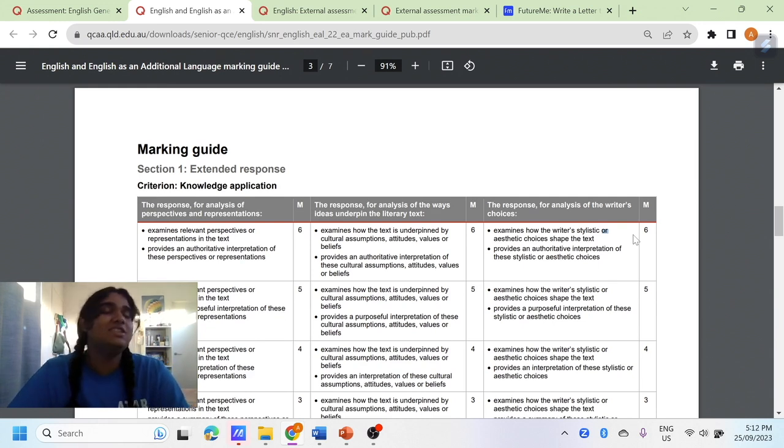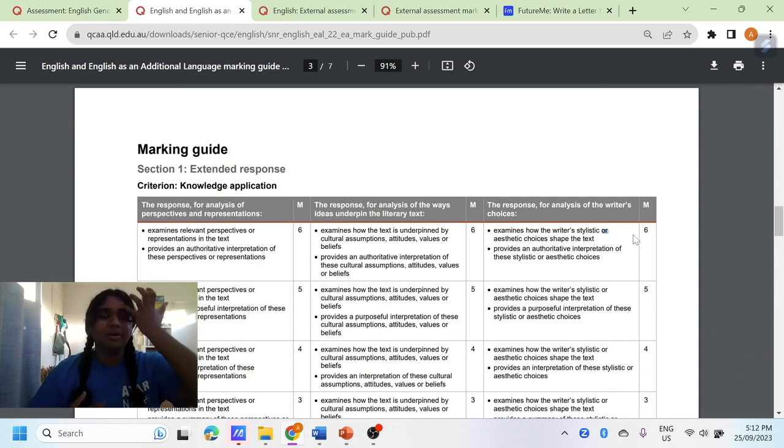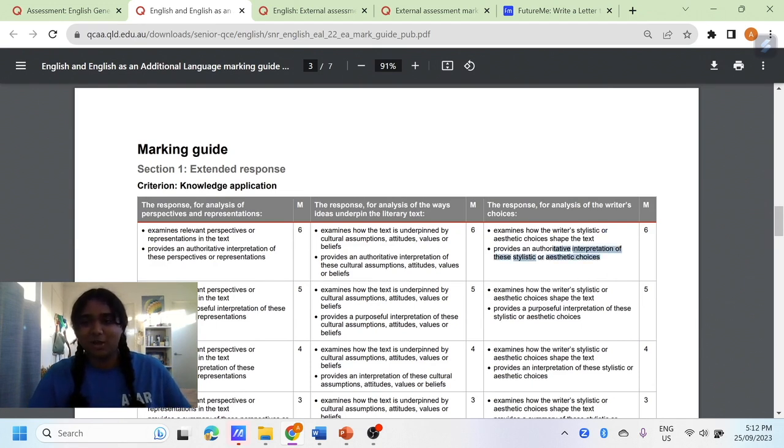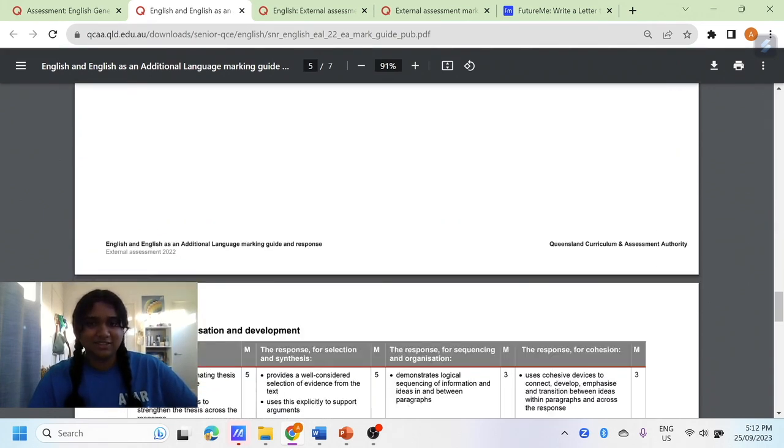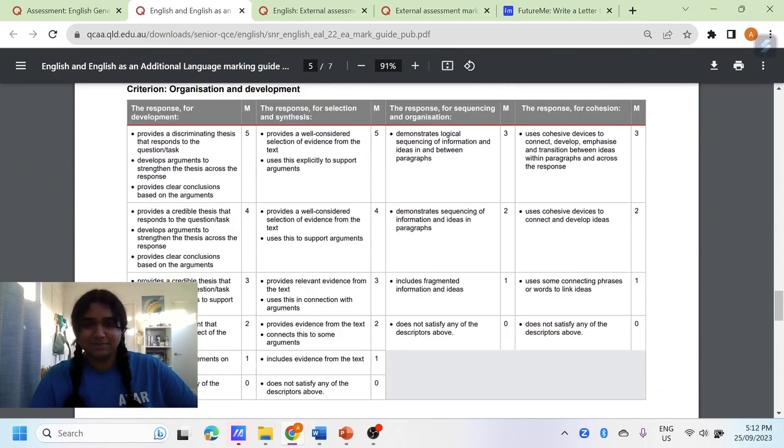Oftentimes play the safe card and analyze things in the same way that other people have analyzed them. You want your thesis to be fresh and unique to you, but if you're going to do an analysis, make sure that it is correct beforehand. Don't just make something up on the day of the external, because a whole chunk of this criteria is about how accurate your analysis is in the first place. So that's our first criteria for English.